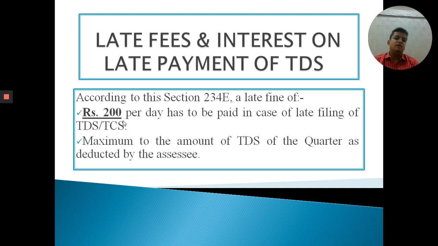Rupees 200 per day has to be paid in case of late filing of TDS or TCS returns. But my dear friends, one important thing to note here is that the maximum amount of late fee that can be levied under section 234E is the amount of TDS to be deposited in that quarter, as the case may be. For example, if the amount of TDS is rupees 10,000 that is deducted by a deductor, then if the deductor is filing the return late, not more than rupees 10,000 can be claimed from the deductor to be paid.